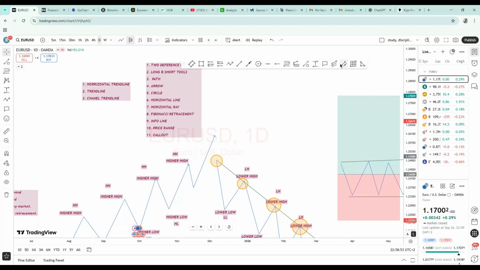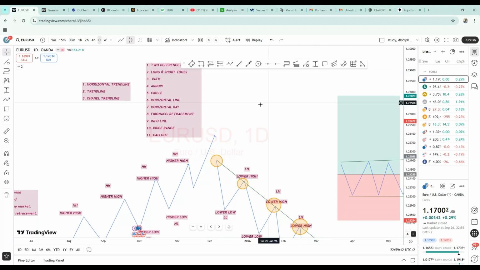All right. So the most important parts are the rectangle, the long and short tools, the path, the trend line, horizontal ray, and Fibonacci level. Those are the ones that are really the most important.